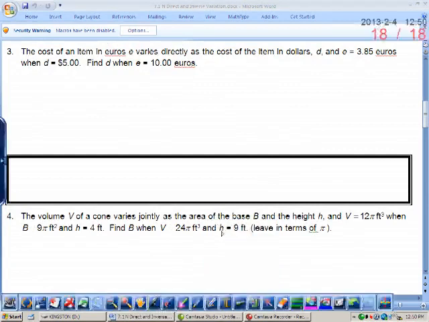Alrighty. So in an application problem, you would just take what you're given and basically translate it into your equation. So it says the cost of an item in euros, E, varies directly. So I'm going to have E equals, as soon as I see that word varies, I'm going to write down my constant K, and directly as the cost of the item D. So it was y equals kx, so this is E equals kD. With directly, you put your variable right next to your constant.